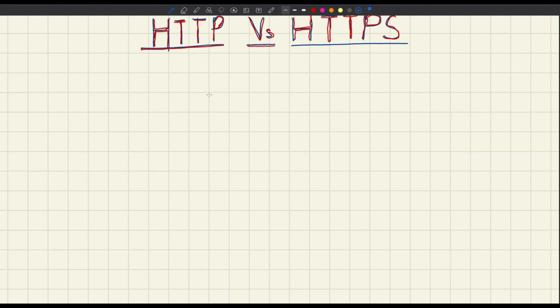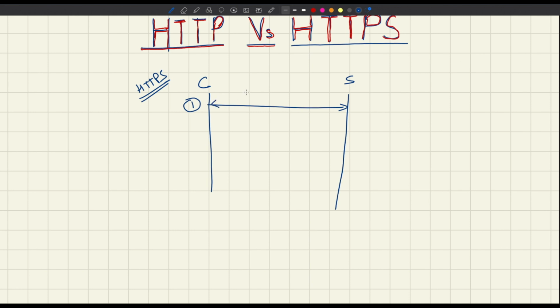So if you still have confusion, no worries. I'm going to quickly summarize it for you. So here is the client and here is the server. In the case of HTTPS, the first step is the TCP handshake. In the second step, there is going to be a TLS handshake. In the TLS handshake, the client is going to send a message to the server saying that I want to connect with you, please accept my connection. And in that, the client is also going to say these are the encryption and decryption algorithms that I support. And then finally, the server is going to respond back with its public key.